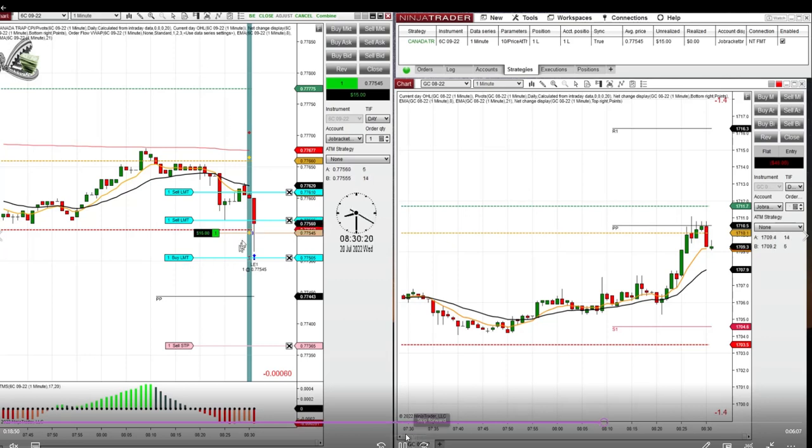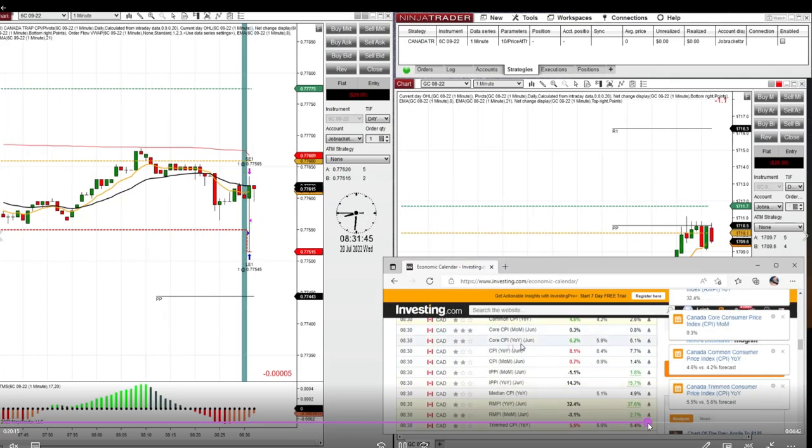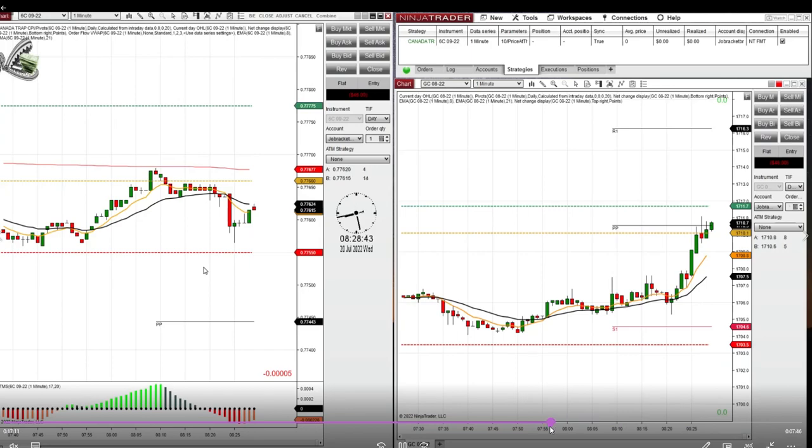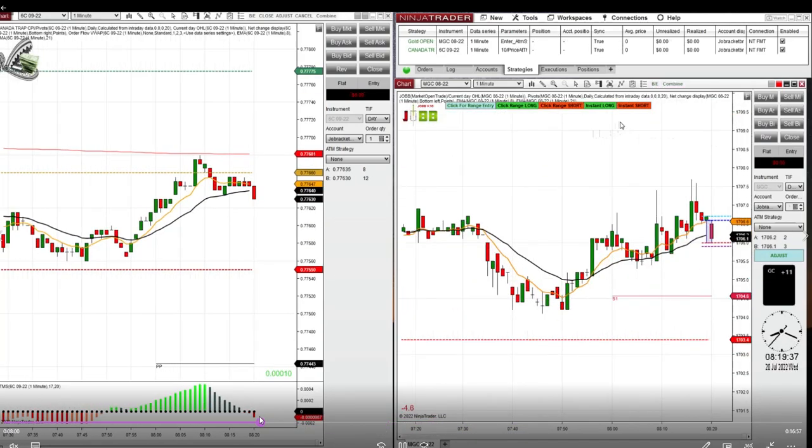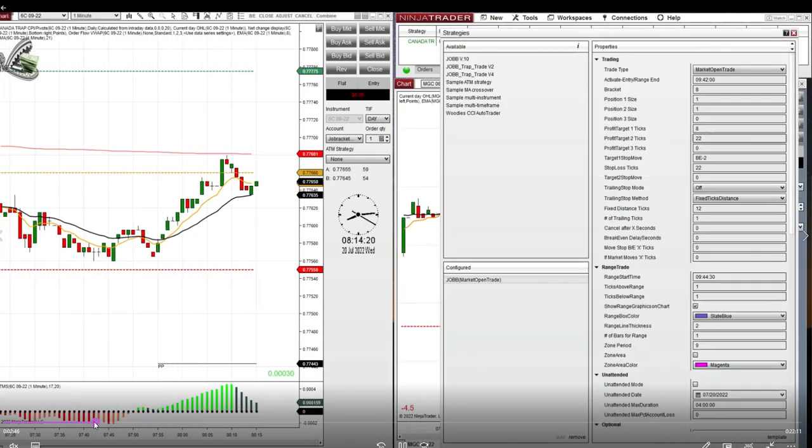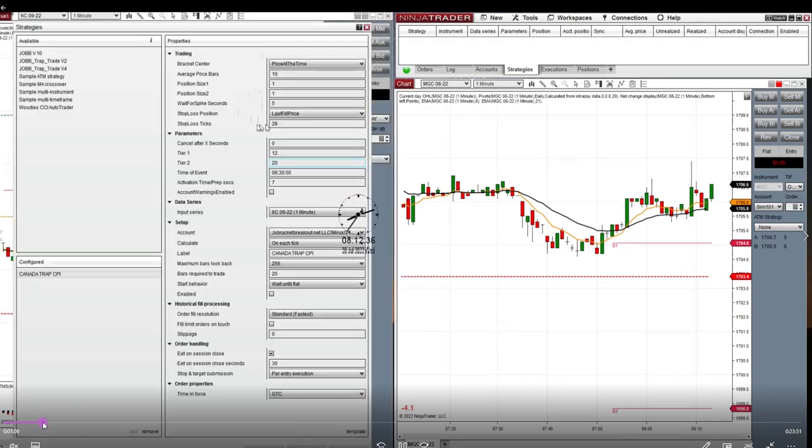But if you were a little bit patient, the trap did reverse. See how it goes up? Quite a bit up. So trap would have worked. I made a tiny profit on it. The trap settings were one position for size two, so two contracts.